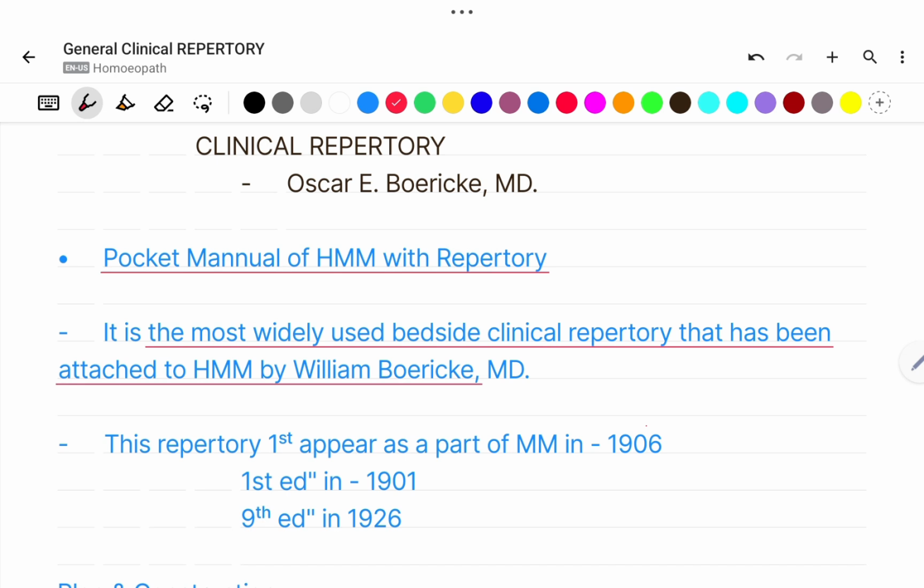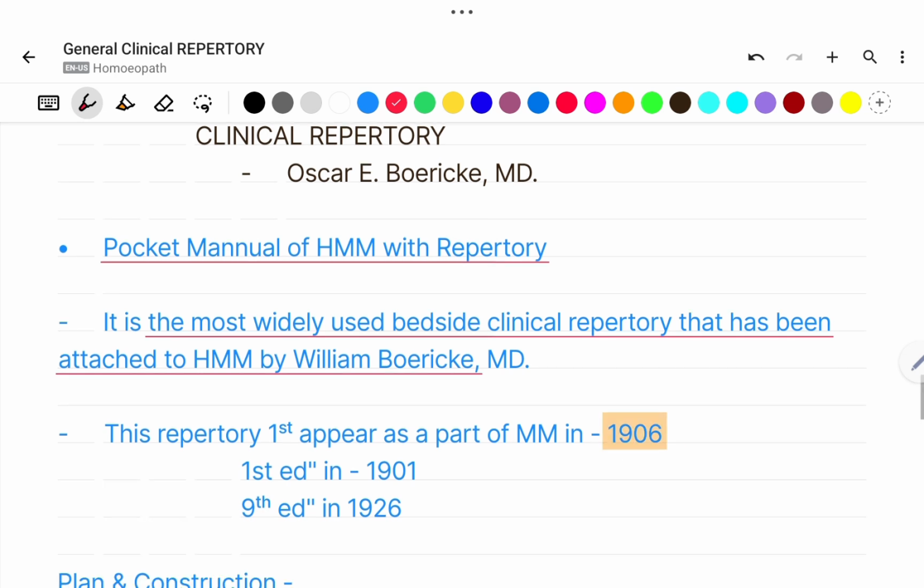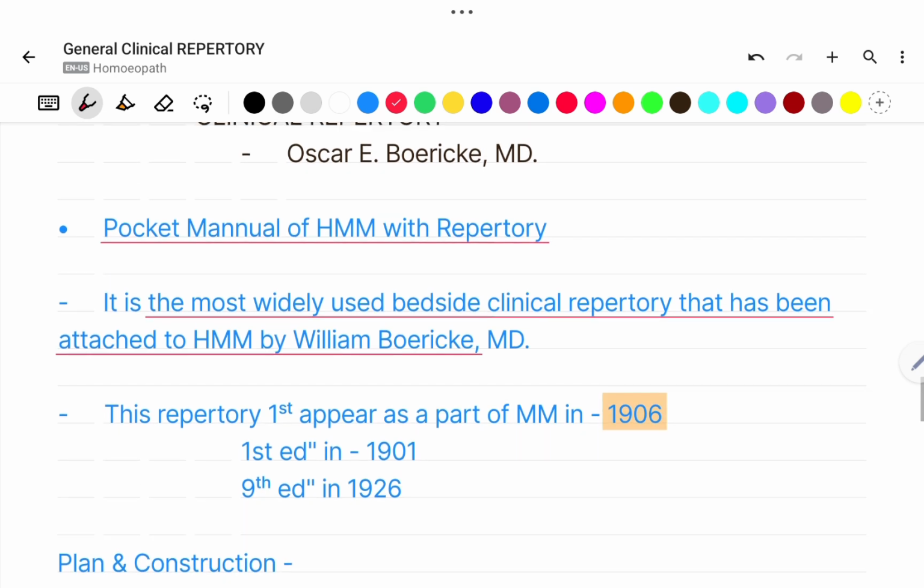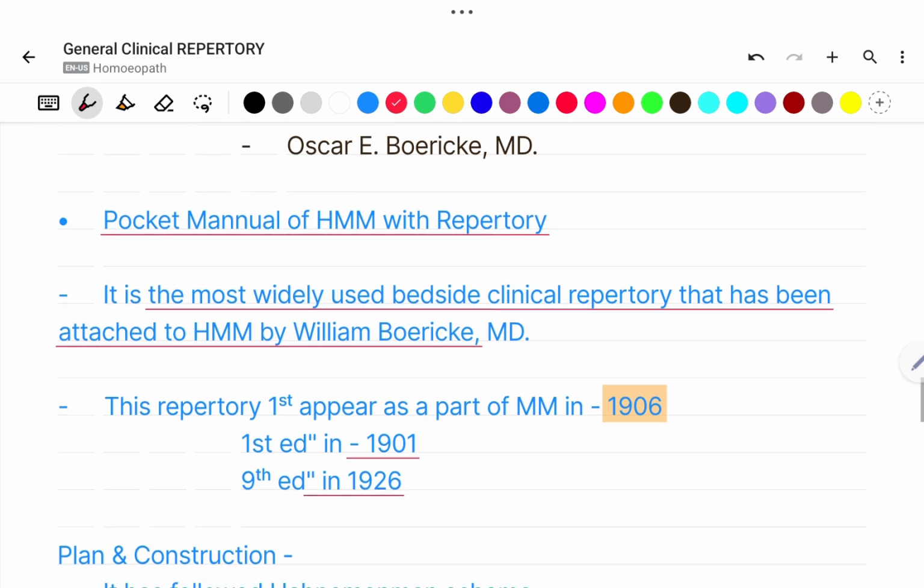This repertory is written by Oscar E. Boericke and the Materia Medica was written by William Boericke, and these two were combined in the year 1906. The first edition of this repertory came in the year 1901 and the ninth edition came in the year 1926.